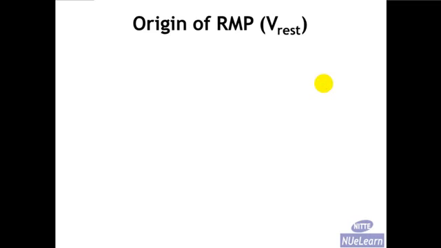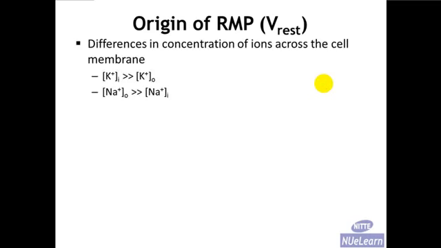Now, we have looked at the origin of the resting membrane potential earlier, and we saw that the resting membrane potential comes about due to three reasons. One being the differences in the concentration of ions across the cell membrane. For instance, the far greater concentration of potassium inside the cell compared to the outside, and the far greater concentration of sodium outside versus inside.